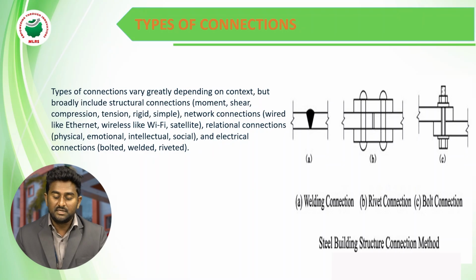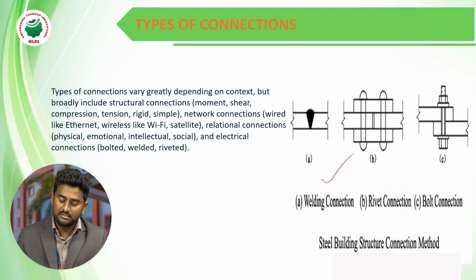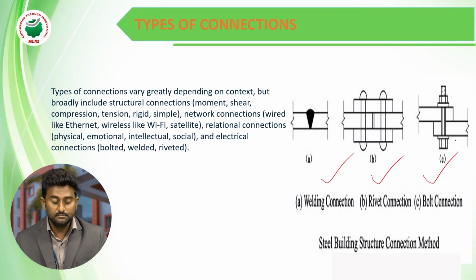Next, coming to the types of connections. These are the three types of connections: welding connection, second riveted connection, third bolted connection. The type of connection varies depending upon the connection between any two metals. We have to provide a welding, riveted or bolted connection.